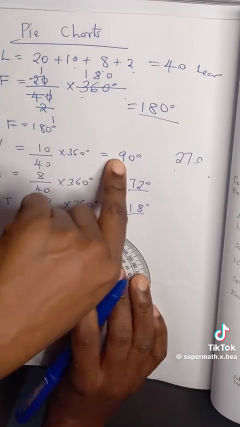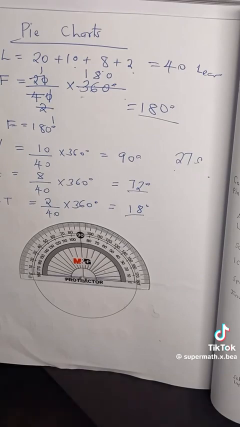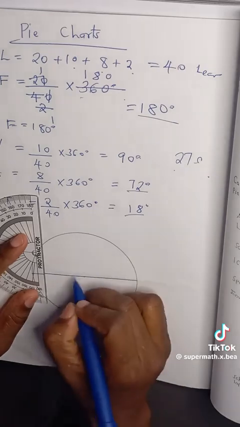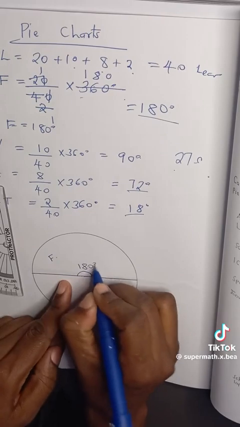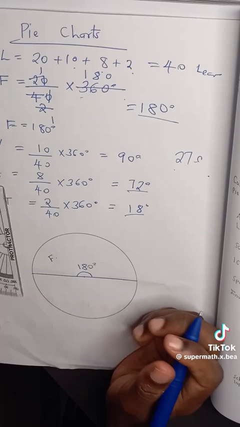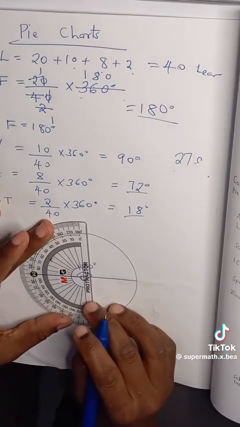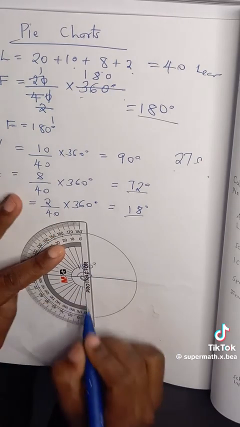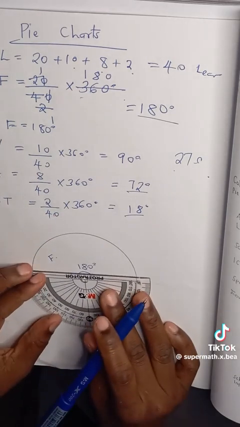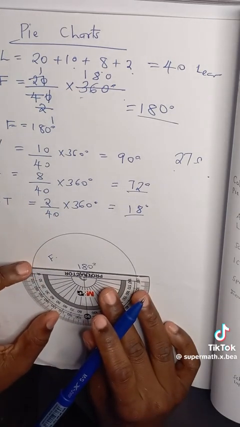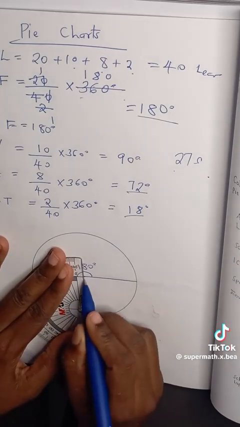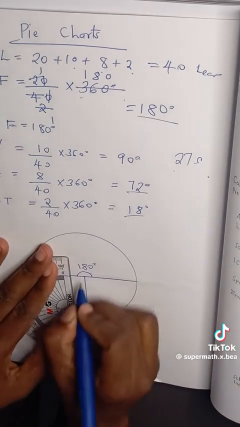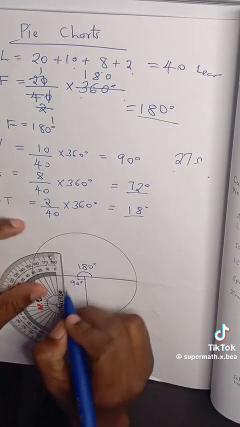Now the next angle will be 90 degrees. First of all, we can name this. This is football, which is 180 degrees. Next will be volleyball, which is 90 degrees. Now we shall measure like this. 90 will be, no, this is how we do it. Yeah, 90 is here. Now we make a straight line from there. That is 90 degrees, and it is volleyball.